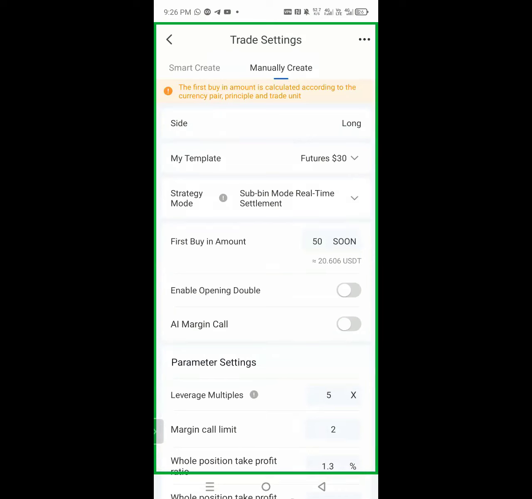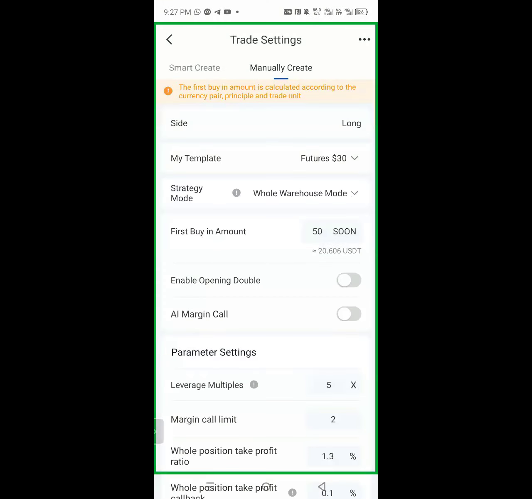Okay, this one will be whole warehouse mode because your margin call is just 2. Your margin call limit is just 2. So you have to use whole warehouse mode. Use sublime real-time settlement when your margin call is above 4, maybe from 5, 6, 7. But anytime your margin call is below 5, that is from 4, 3, 2, 1, you use whole warehouse mode.